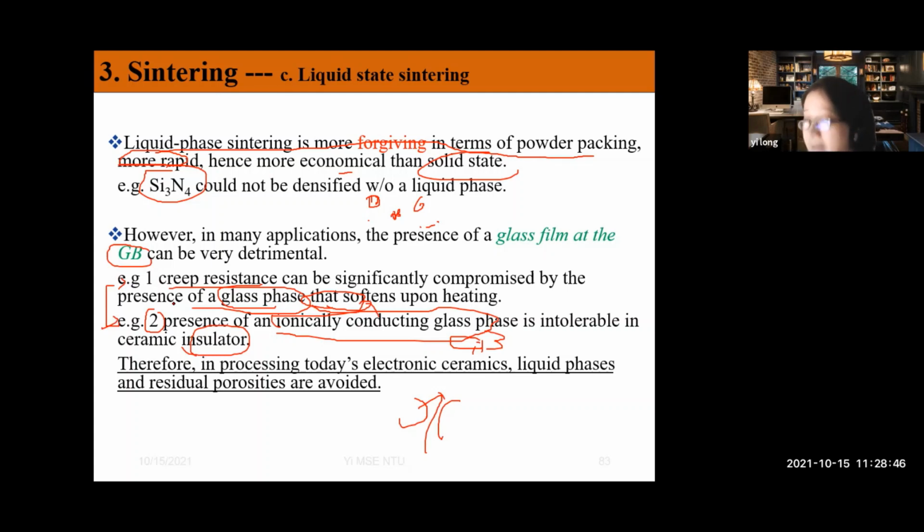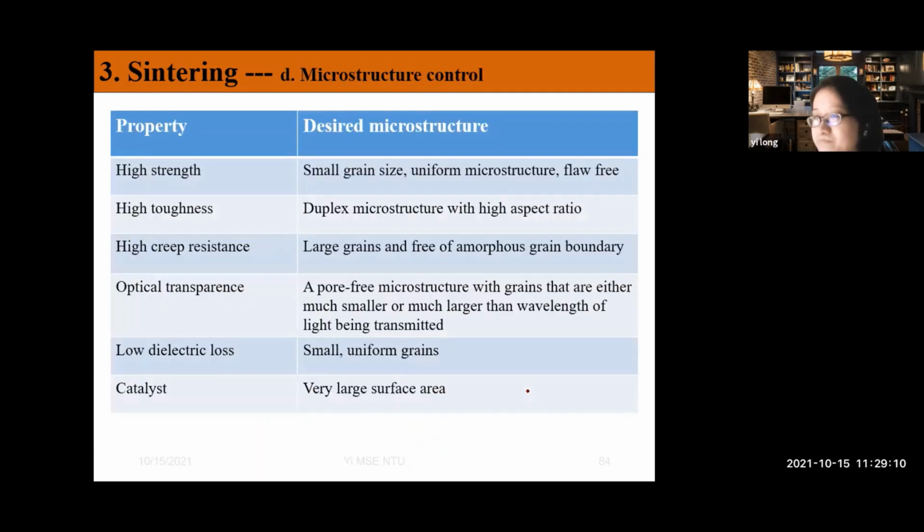So in some applications, these impurities are so predominant, a dominant factor to influence the properties. For example, creep resistance, for example, for the ceramic insulators. So that's why actually in electronic ceramics, people don't really use it very often, because in electronics, people really hate impurities. They want to control everything in a perfect way. Okay, so this one you can read through.